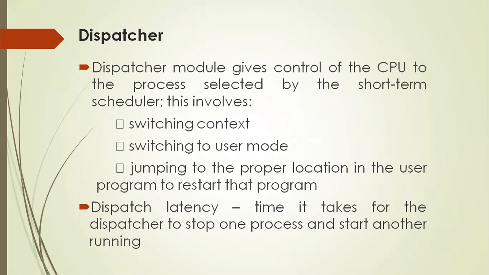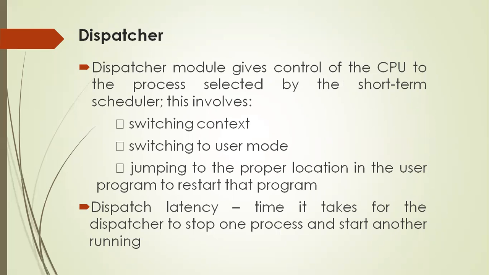Dispatcher. Dispatcher is a module in process management which gives the control of the CPU to the process selected by the short-term scheduler. Generally, there are three types of scheduler: long-term scheduler, short-term scheduler, and medium-term scheduler. The purpose of the long-term scheduler is to switch the process from the job queue to the ready queue. Out of the several processes available in the ready queue, only one process should be given the CPU. That is decided by the short-term scheduler. The dispatcher module gives control to the process selected by the short-term scheduler.